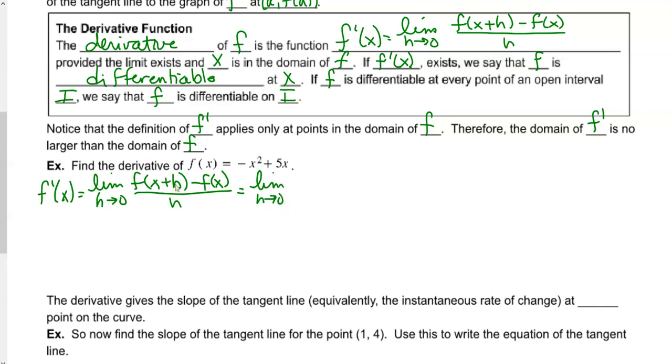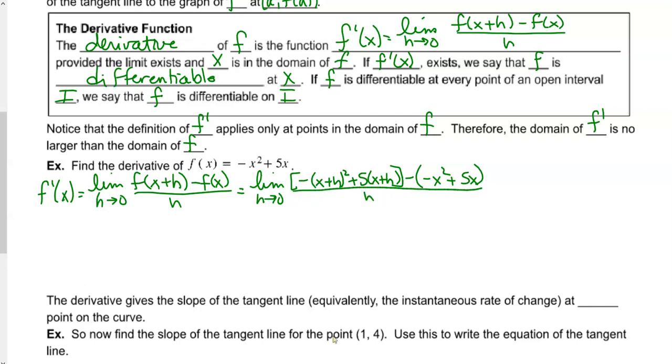Now, f of x plus h, remember we've got to take x plus h and put it into my function wherever I see an x. So that means I'm going to have the opposite of x plus h squared plus 5 times x plus h. And that right there is just f of x plus h. Again, you take x plus h, replace the x, and you get this. Minus, I have to subtract the original function, so I'm going to subtract negative x squared plus 5x, and I'm going to put that all over h.